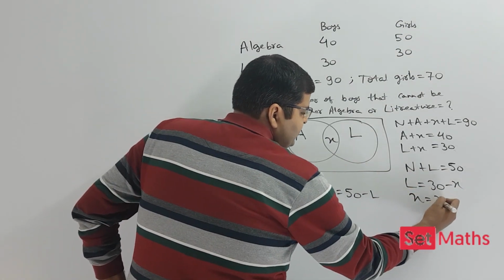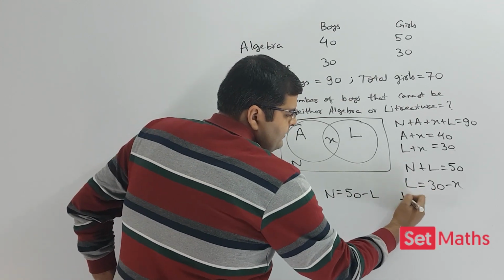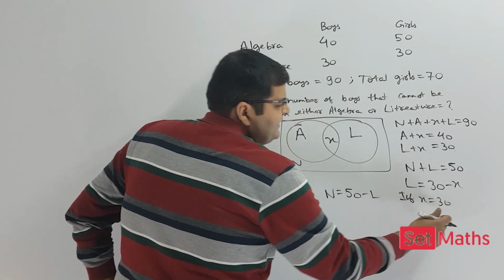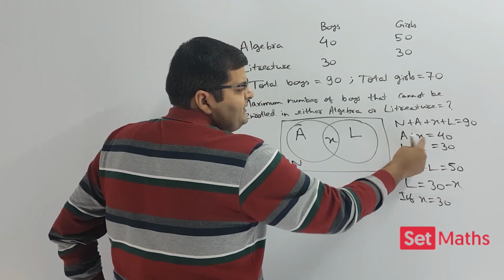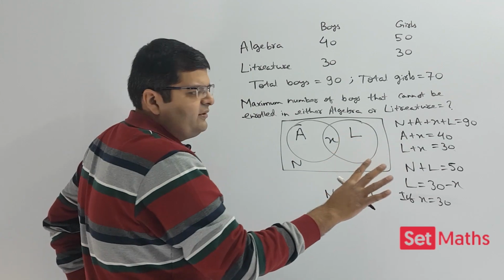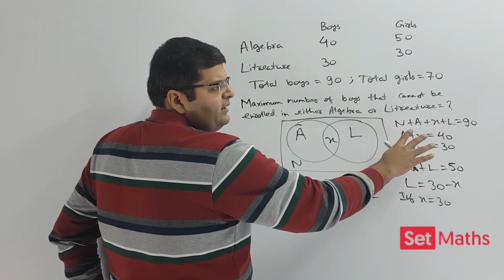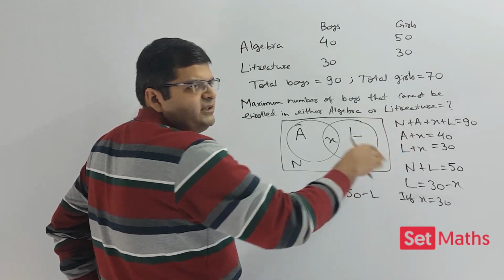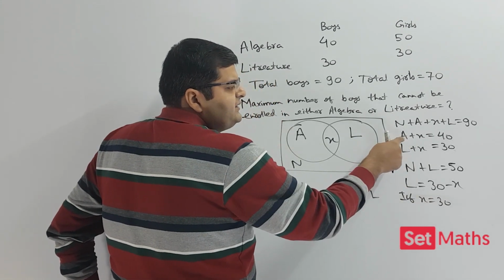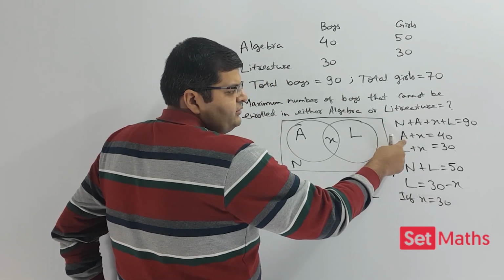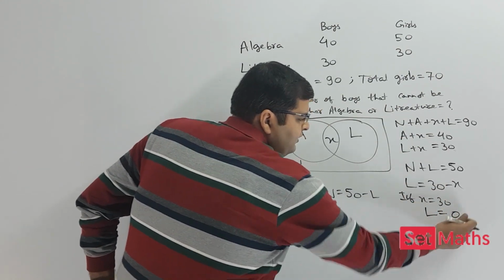So if X is 30, can X be 30 first of all? Yes, it can be 30 because A plus X is 40, so 30 plus 10 will be 40. So A is not coming out negative when X is 30. If X is 30, A is also positive. A has to be 0 or positive for X to be valid. So when X is 30, A is 10. So we can get A as 10, X as 30. In that case, we will minimize L to be 0.